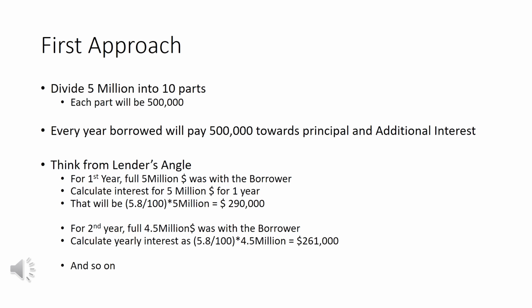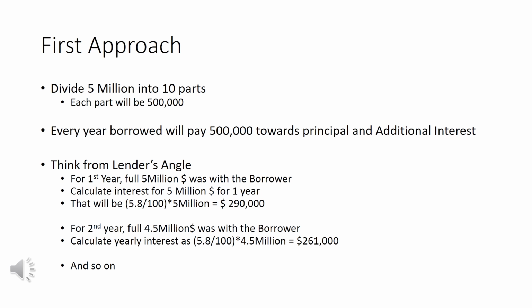Now think from the lender's angle. Let's say that I have lent $5 million to somebody. At the end of the first year, he is giving me 500,000, which means that $5 million was with the borrower for one full year. So the interest that I would calculate for 1 year would be 5 million into 5.8 percent, because that is the assumed rate, which will give me $290,000 for that year. Okay, so now he has paid me $500,000.